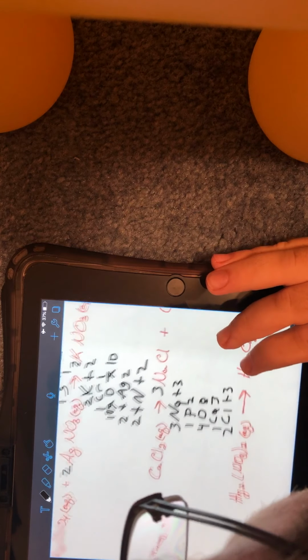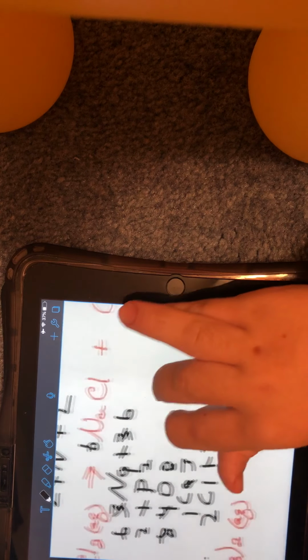So now we're going to go to the next one, which is P. We're going to need to balance P there. So we're going to put a 2 in front of the Na3PO4. So that's going to change that to a 6, and the Na to a 6. And that's going to change the P to a 2 and the O to an 8.